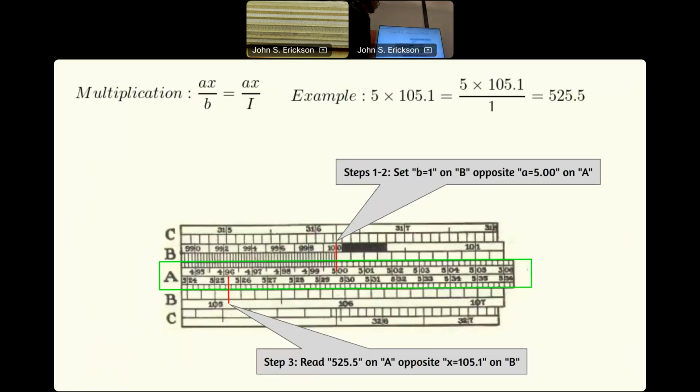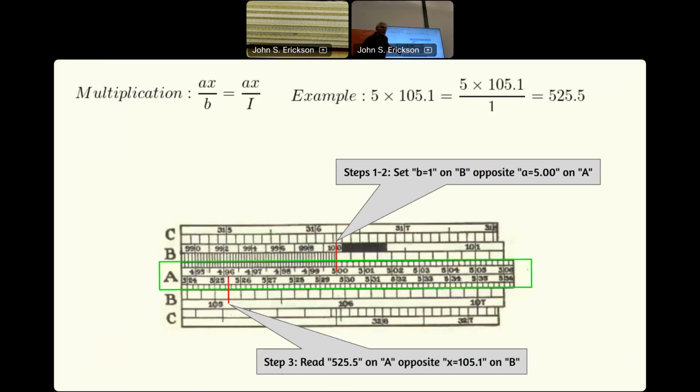Okay, division is... well, this is just a different multiplication problem to kind of show it. Here again, we're multiplying 5 times a different value. I wanted to show how you do a decimal. So this is 105. This is 106. This should be 105.1. 1, 2, 3, 4, 5, 6, 7, 8, 9, 10. So it's 105.1, and our result.